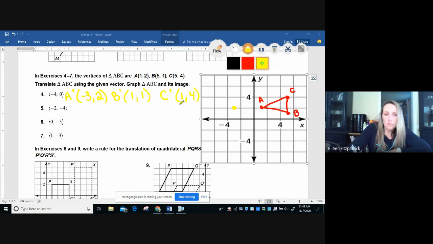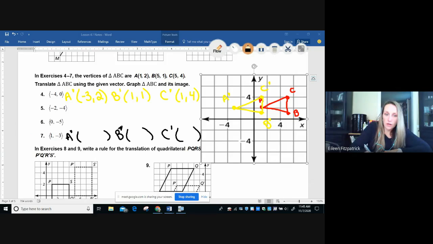Try that again. Plotting B prime, 1 to only go over half, and 1 go up half the way. This is B prime. And then C prime is 1, 4, which is here. C prime. So I have A prime, B prime, and C prime, and I can connect them to draw my triangle, okay? And then maybe I'll leave that there and I'll do the next one in black. It might get a little messy, but that's okay. So here I'm gonna have A prime, B prime, and C prime.